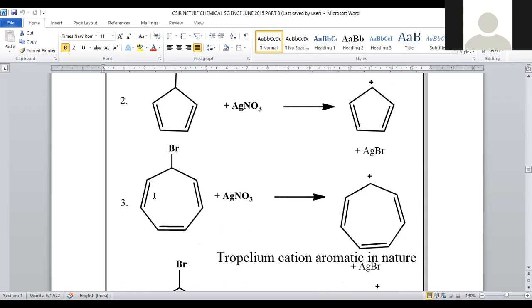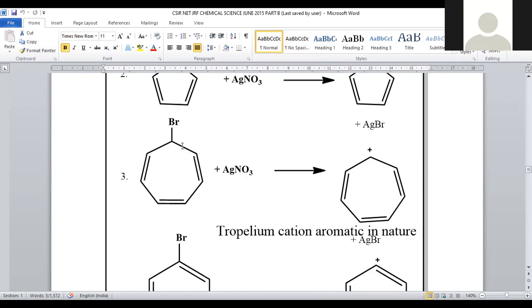Let us move on to option number 3. In option number 3, we are taking the cycloheptatriene system with a bromo functional group and treating it with silver nitrate reagent. Upon treating, silver bromide forms, which is the precipitate we are expecting, and a carbocation will be generated. That carbocation is the cycloheptatrienyl carbocation, which is familiarly known as the tropylium cation.